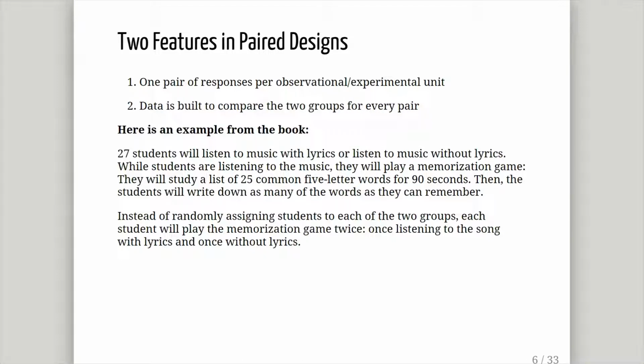Okay, 2 features in paired designs you need to remember. Like I said, 1 pair of responses is an observational unit. And then we can frame or format the data to compare the 2 groups for every pair. So for each observational unit, there's going to be a comparison. For observational unit 1, we're going to have comparison 1. For observational unit 2, we're going to have comparison 2. And so on until we have a bunch of different comparisons.